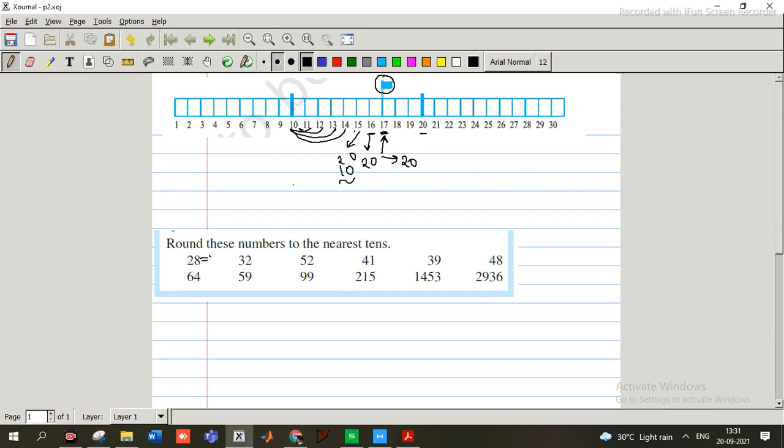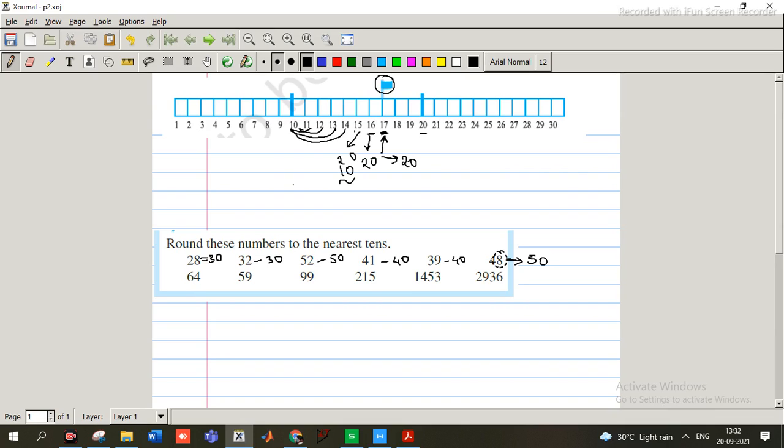For 28 it will be 30. 32 it will be 30. 52 it will be 50. 41 it will be 40. 39 it will be 40. Like that you need to approximate. 48, what will be the nearest? I cannot write 40, right? It has to be 50, because if I see this 8, it's far away from tens.